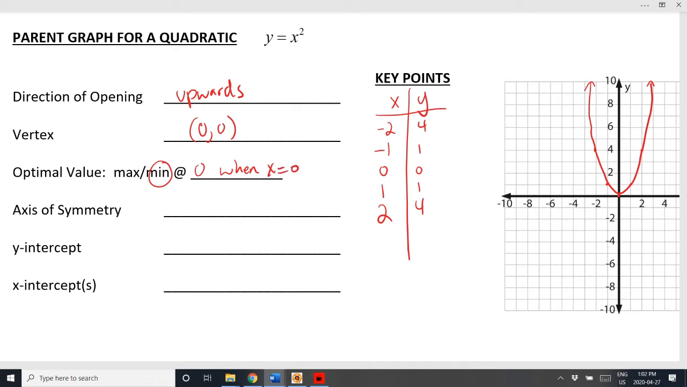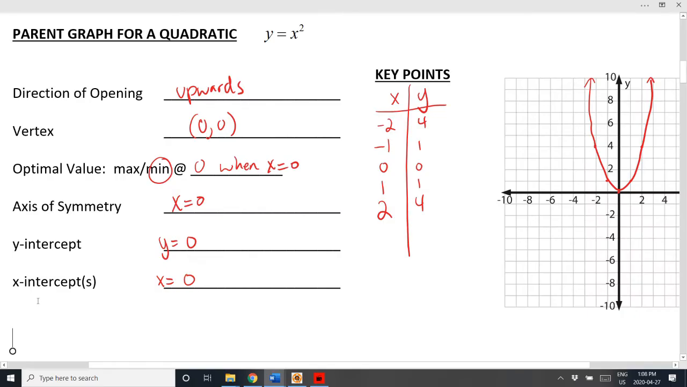The axis of symmetry, x equals 0. The y-intercept, where it crosses the y-axis, is also 0. And the x-intercept, there's only one where it touches, and it's also 0. So it's x equals 0 here, and y equals 0 here. So these are all the properties of our basic parent function, y equals x squared. Let's discover how it can be transformed and translated into any quadratic relation.